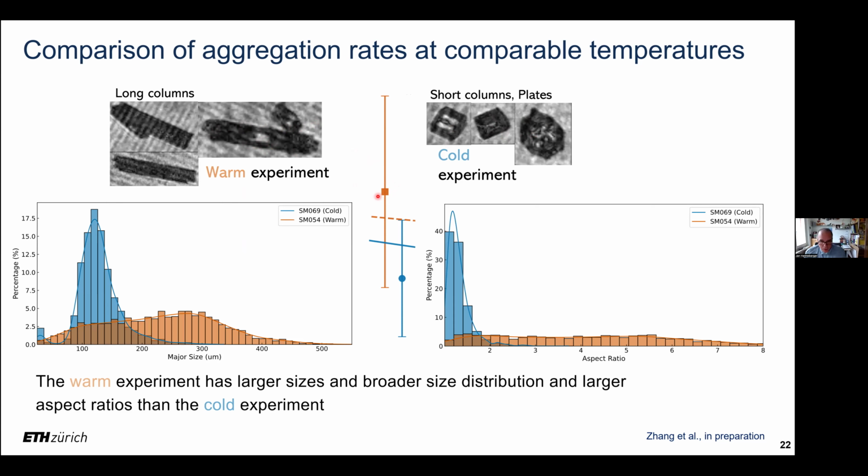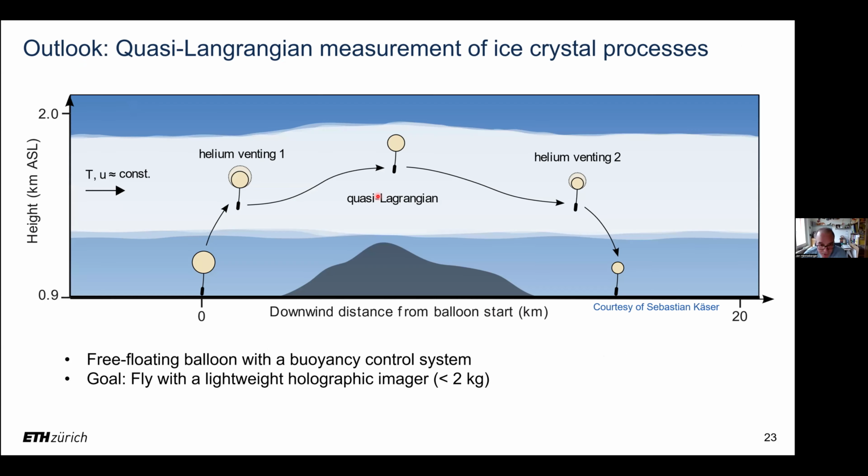Okay, and as Martina introduced, I always like developing new instruments, and here is also a bit of an outlook on what I would like to do next. I'm still not satisfied only measuring clouds at one time, but would like to do quasi-Lagrangian measurements of the ice crystal processes. Sebastian Käser is currently developing a free-floating balloon system where we can stay at one height with a balloon, and we would like to put a lightweight holographic imager on it to fly with an air parcel through the cloud and measure ice crystal processes.